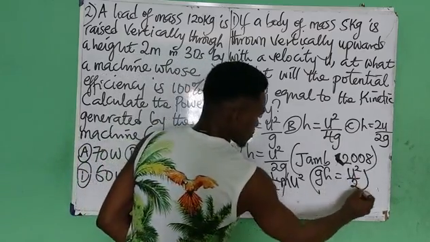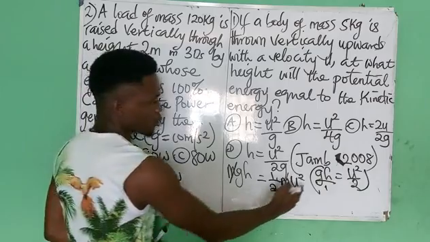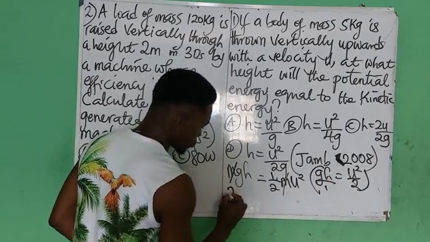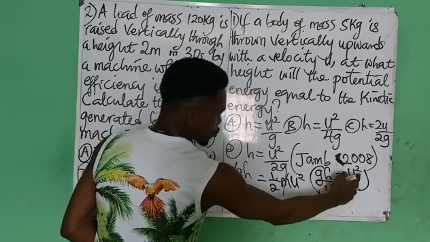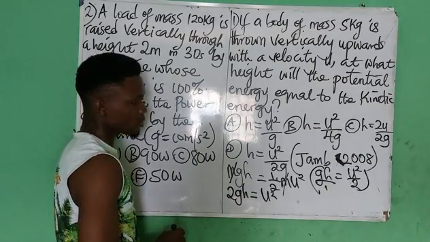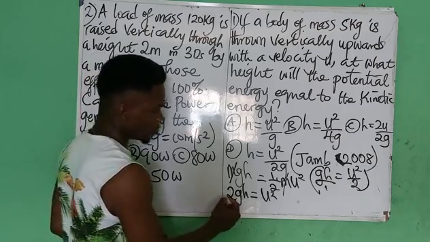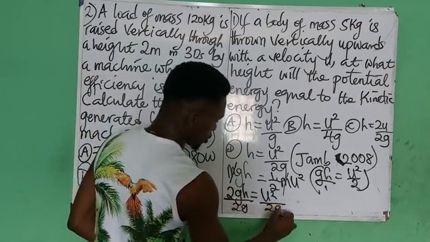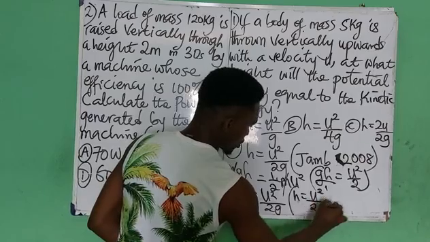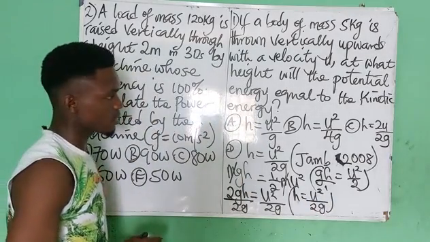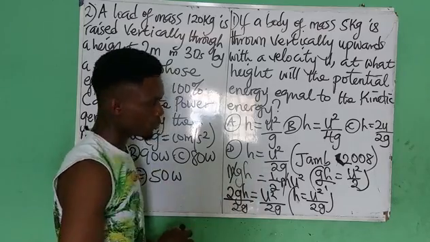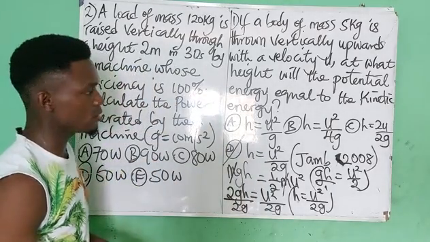So what do I do from here? I will have to cross multiply. 2gh equals u squared times 1, which is the same thing as u squared. So I'll divide both sides by what's attached to h, and that is 2g. Therefore, height becomes u squared over 2g. This becomes my final answer. So h equals u squared over 2g, and the answer is D. It is as easy as that.